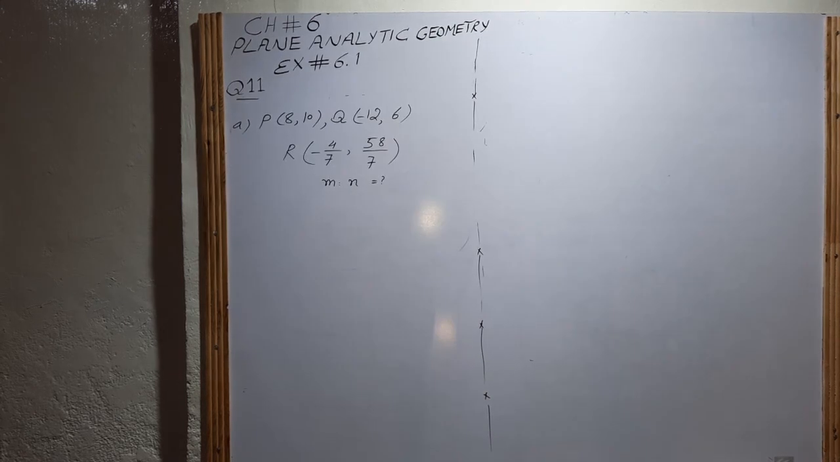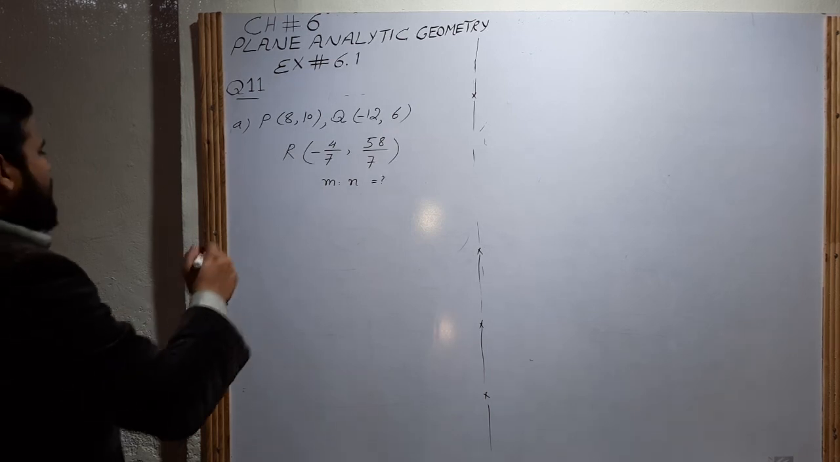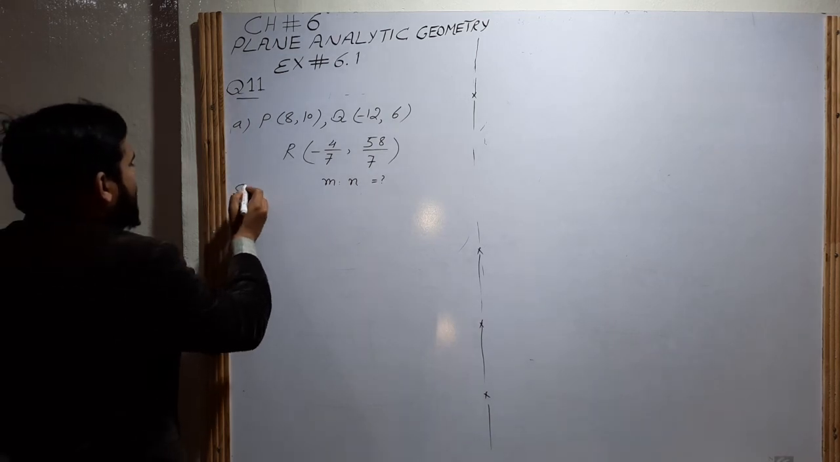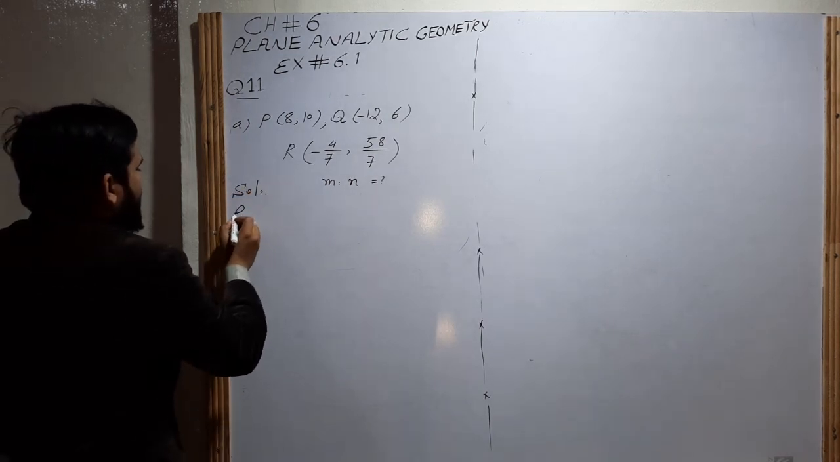Dear student, the next question, question number 11, asks: in what ratio is the line segment PQ joining the two points divided by the point R(x, y)? It means that we have to find the values of the ratio. So simply write the ratio formula.